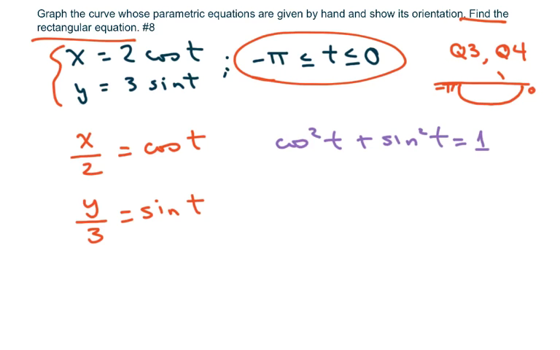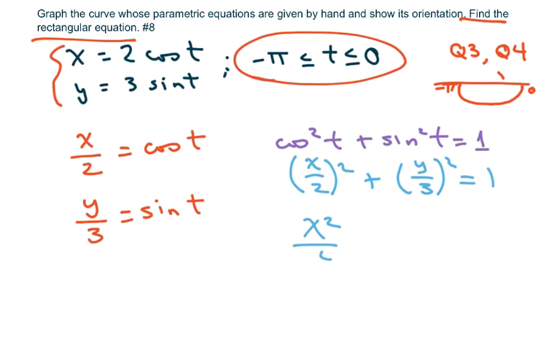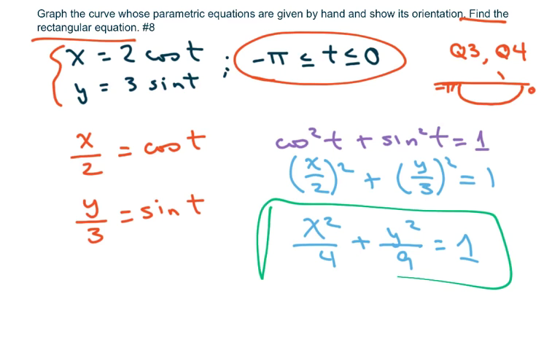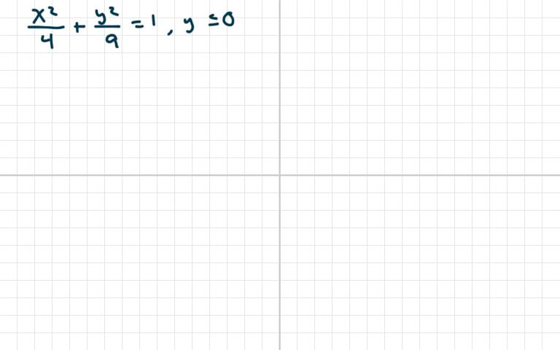Now I'm going to use substitution. Cosine of t is x over 2. Sine of t is y over 3. And then simplify, we get x squared over 4 plus y squared over 9 equals 1. So this is our ellipse. And you should know how to graph ellipses before you do these. Here I put it here.